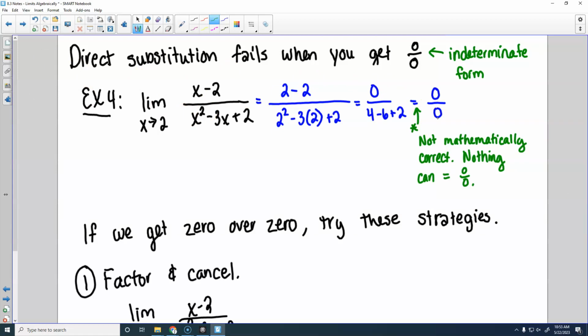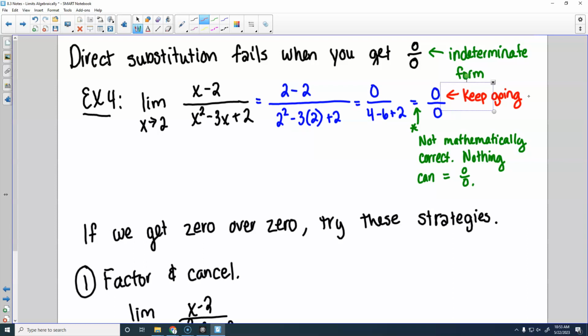But that is not ever going to be your answer. Never should you put your answer as 0 over 0 and circle it. What 0 over 0 means is keep going. It means there might be a limit, there might not, but you can't tell right now. You've got to do something else.